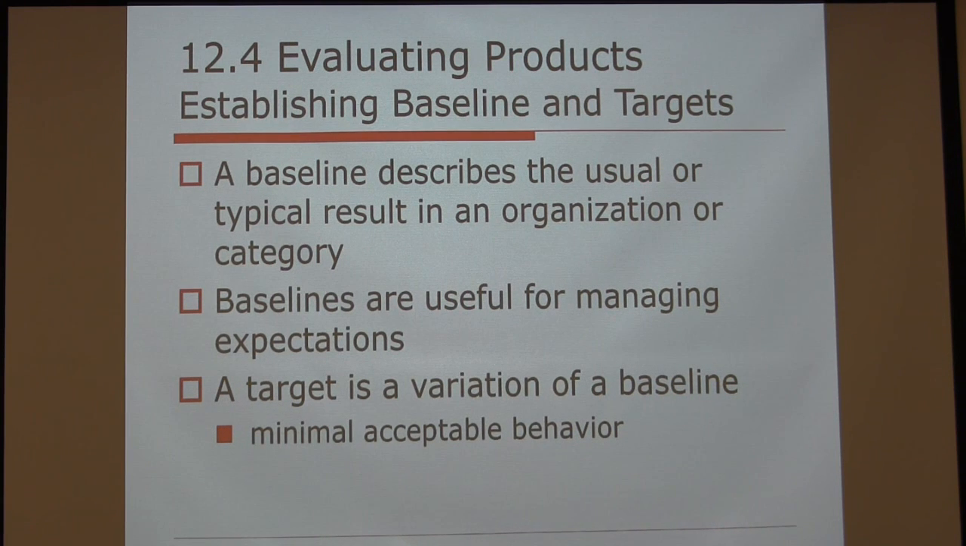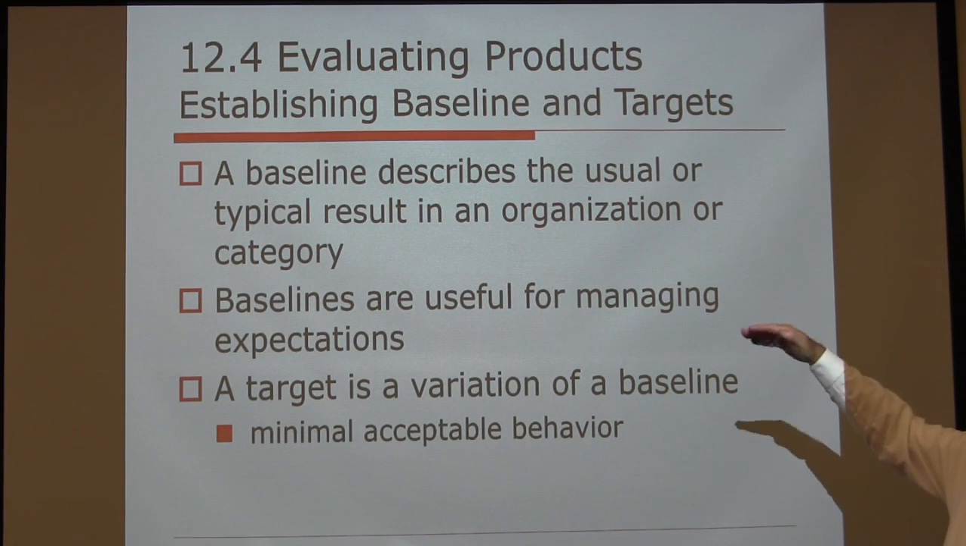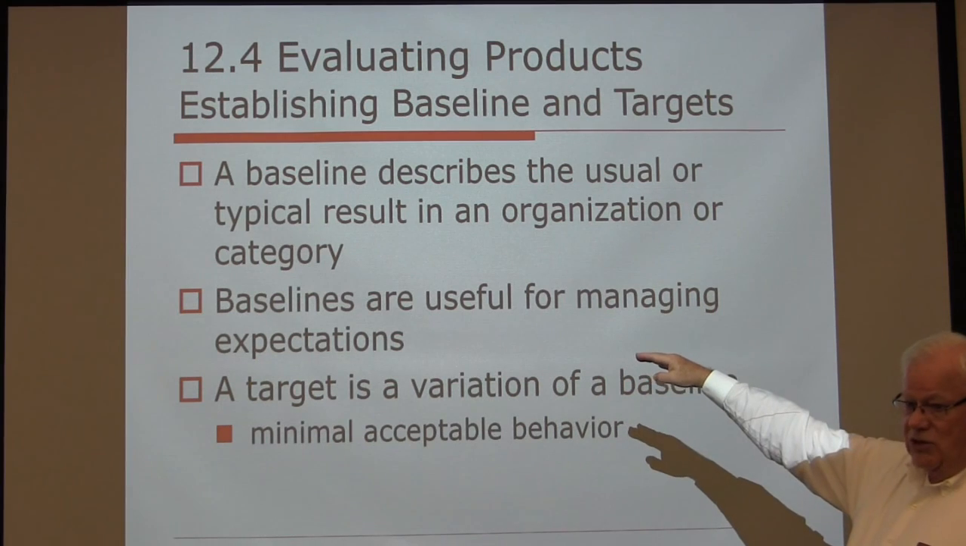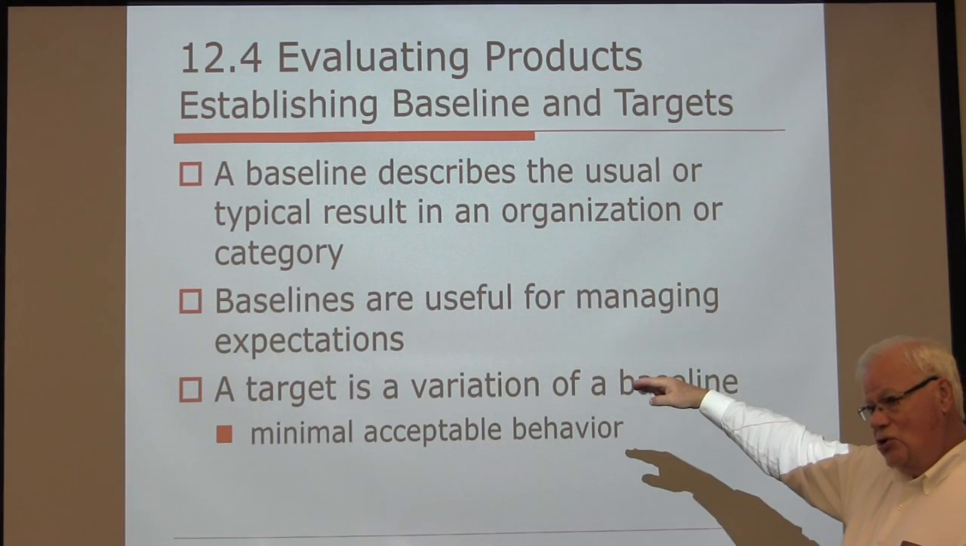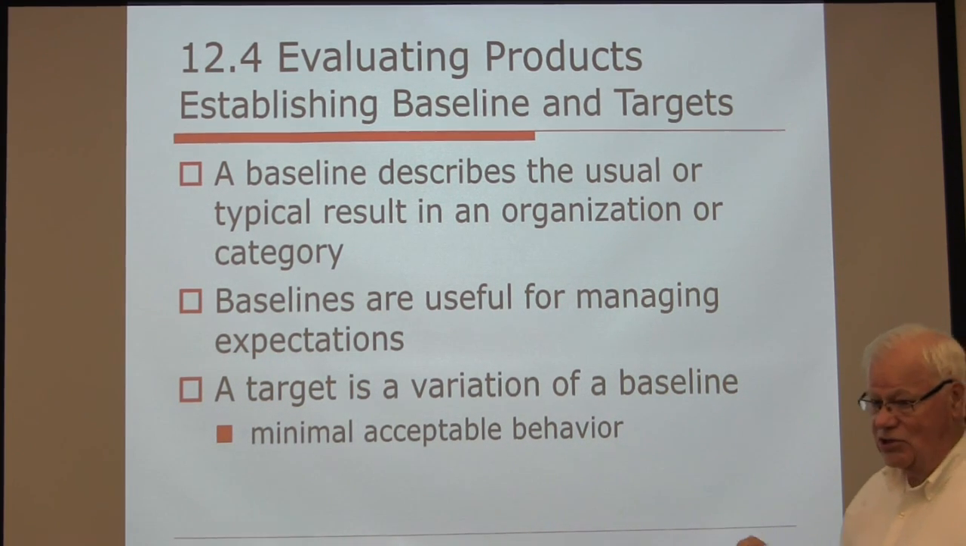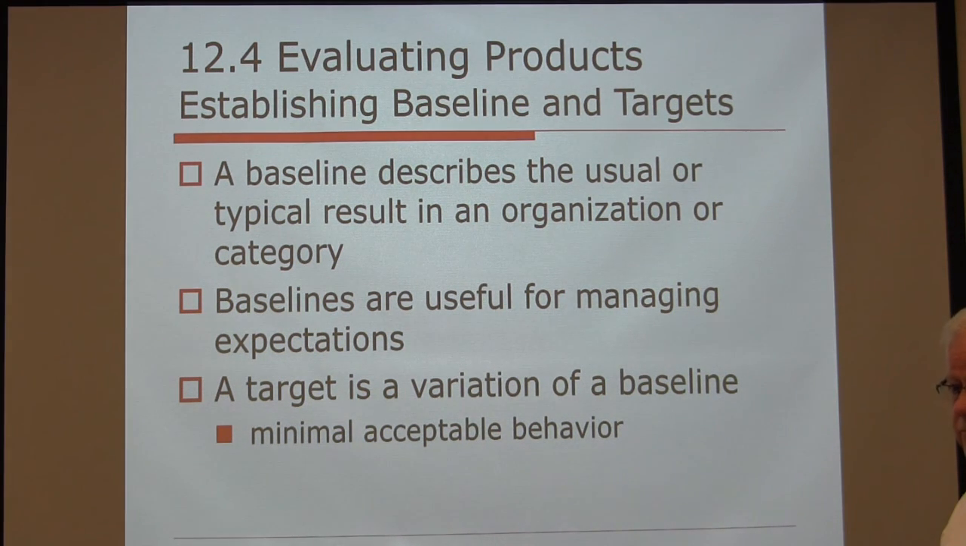Okay, so here we talk about baselines and targets. A baseline describes the usual or typical result in an organization or category. Baseline comes from history, from the standards. Baselines are useful for managing expectations. That's always important because you want your whole team on the same page. Those are the internal expectations. Also, baselines provide customers in reviews evidence that you are making progress, because you've accomplished all these milestones that define that baseline.